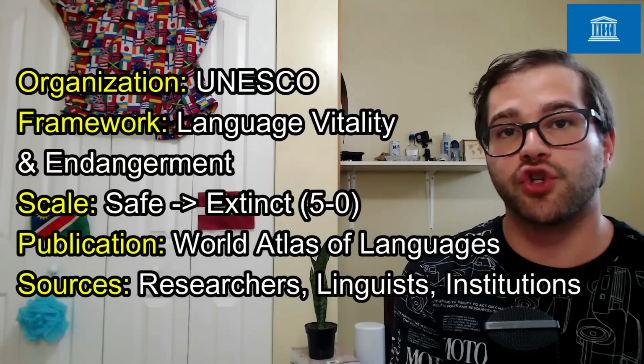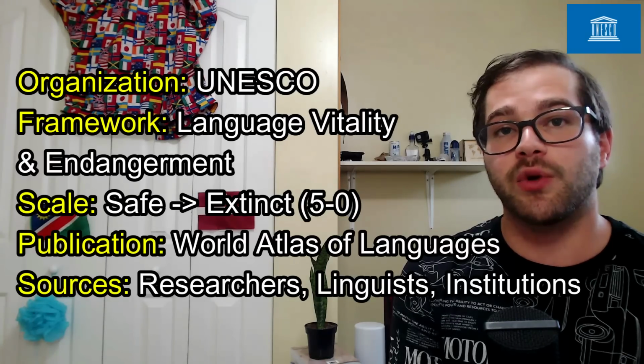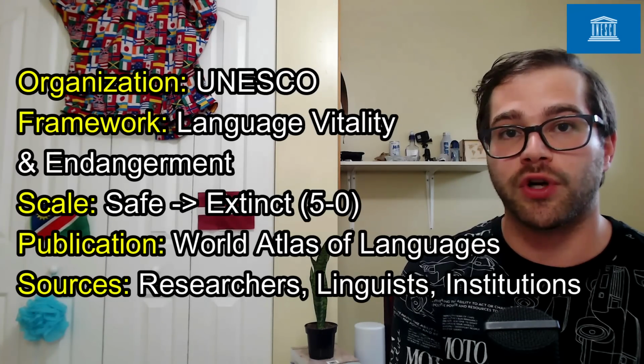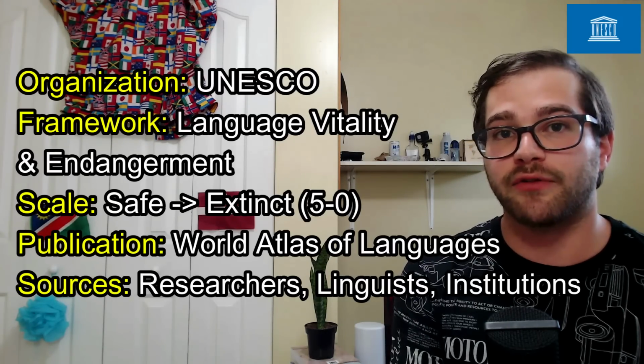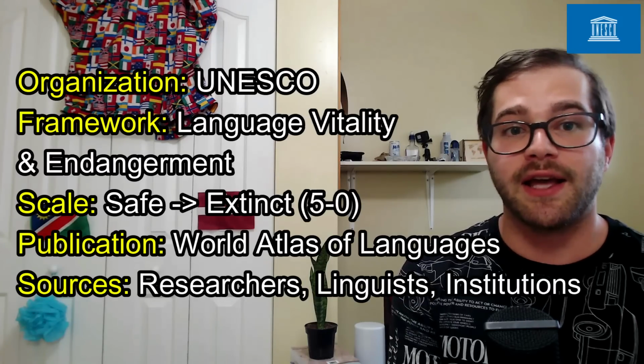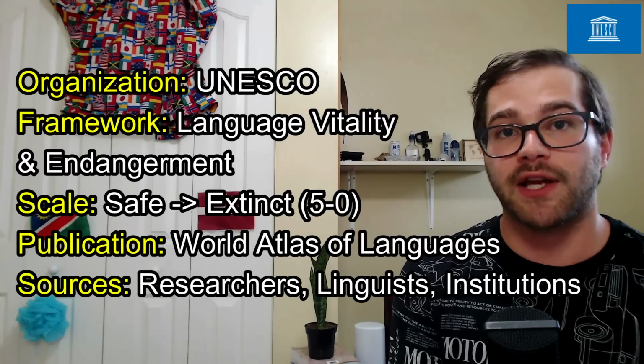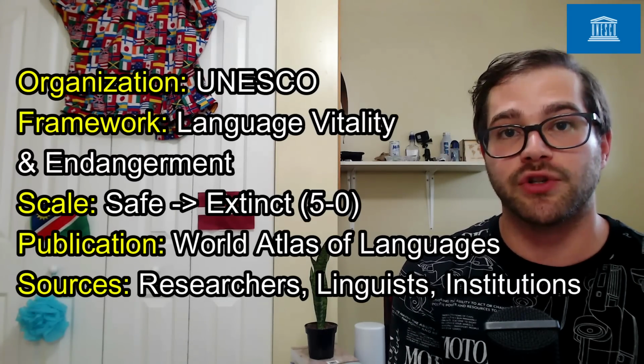In summary, the most widely used scale for language endangerment was developed by UNESCO, known as the Language Vitality and Endangerment Framework, which includes 9 criteria, which are then rated on a 6-point scale from safe to extinct, and is published in the World Atlas of Languages, which is their most recent publication iteration.